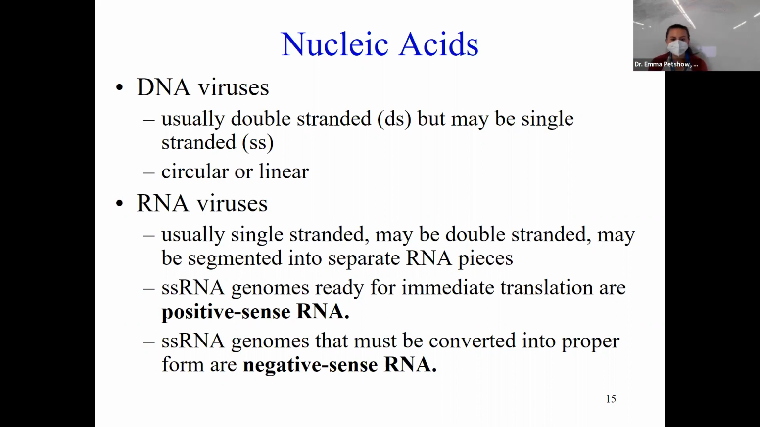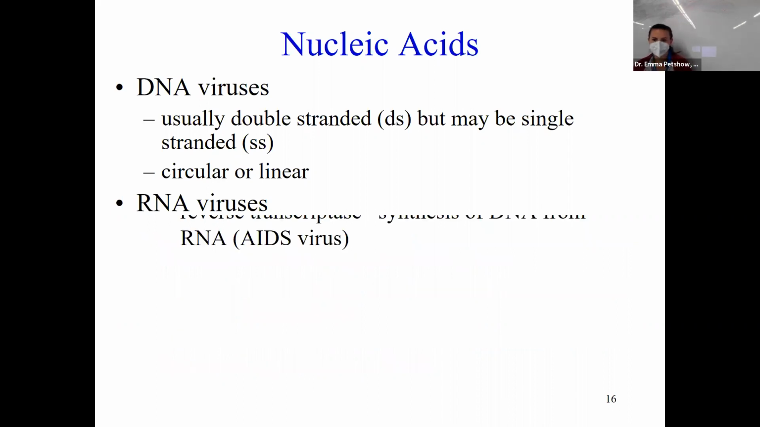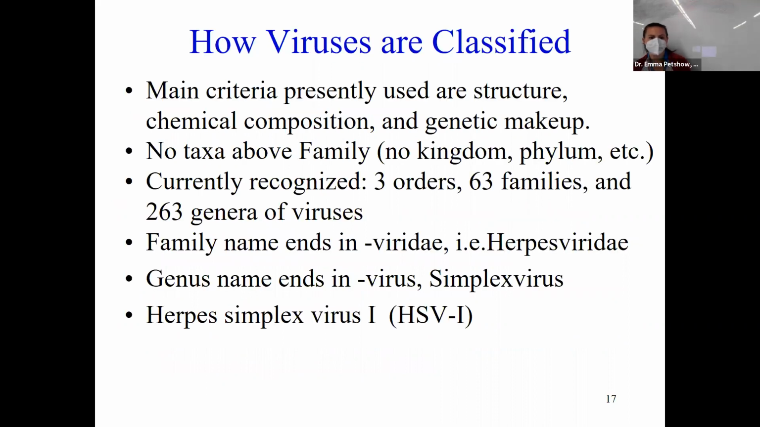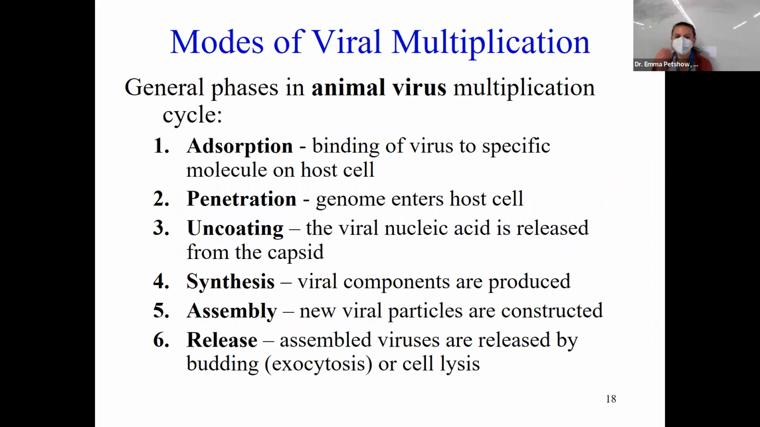RNA viruses are typically single-stranded. They could be double-stranded. They might be segmented. Most are classified by structural makeup. Typically, they end in viridae. Do you need to know that? Doesn't really matter. But what are their replication modes?